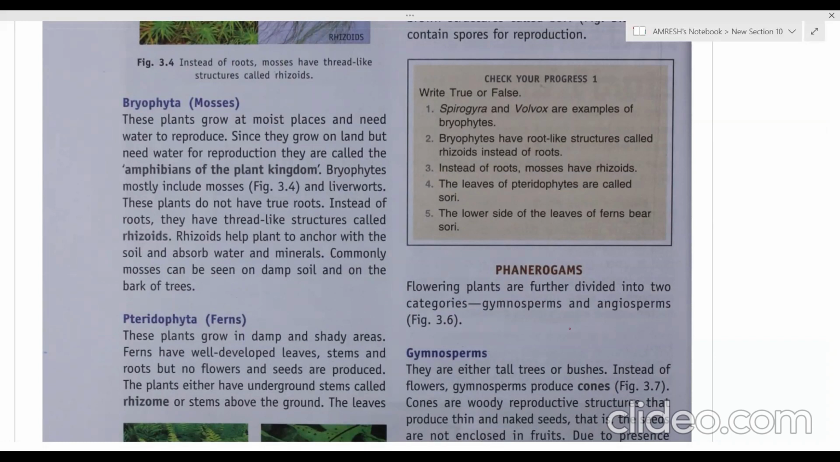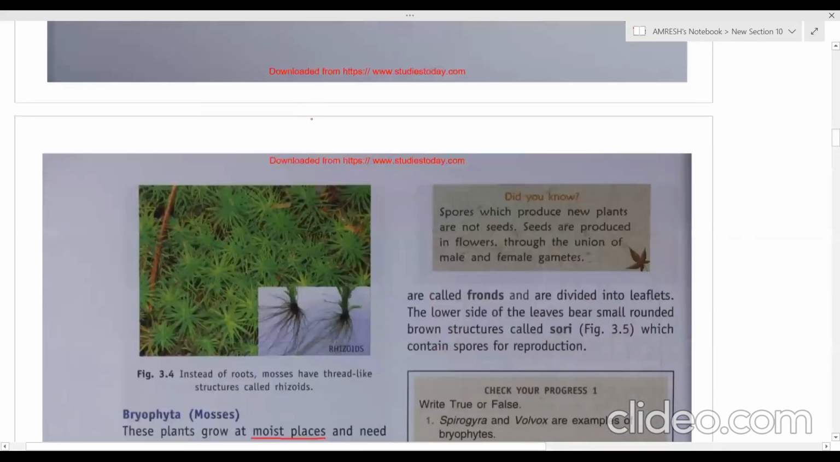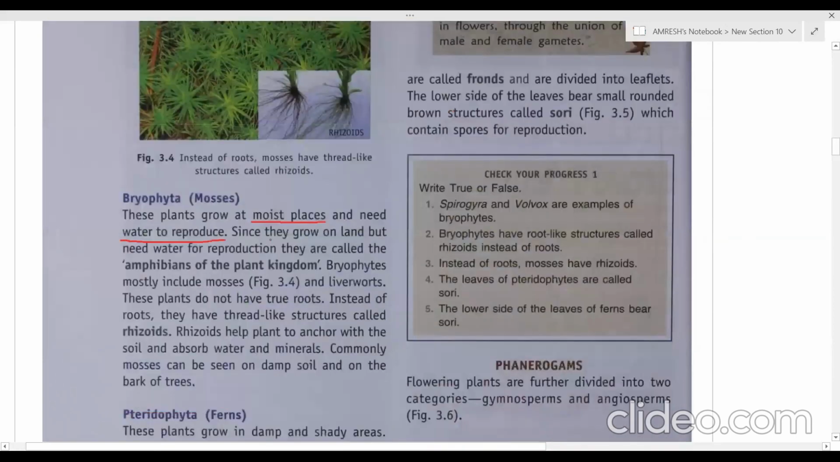Bryophyta, that is your mosses. These mosses you can see on your walls in rainy seasons specifically, not in other seasons. These plants grow in moist places and need water to reproduce. You can see the mosses here, how they have grown. And they need water to reproduce.